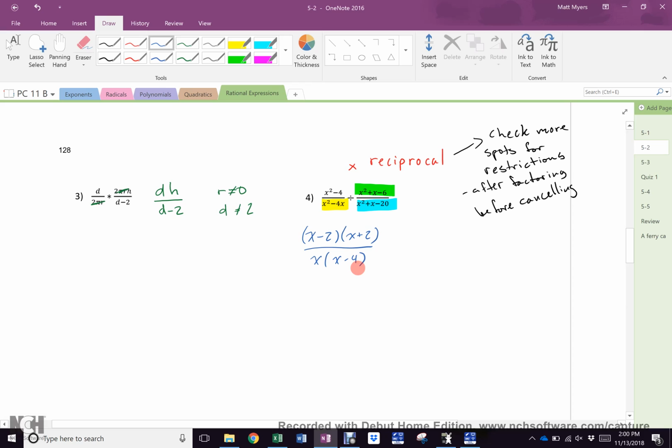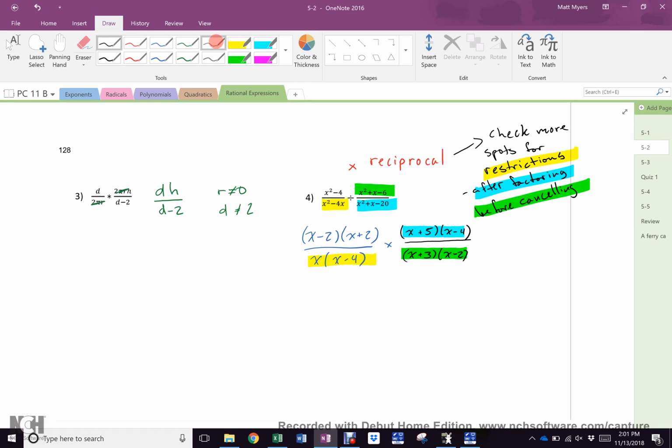Now I have a choice here. What do you think I do? I flip this right now, and I factor this blue guy up here, and I factor this green guy down here. But then I remember that I've got to check all 3 highlights for restrictions. Restrictions are the highlights. So, what is that blue guy going to become? He waited patiently for the grade 11s to do their grade 10 factoring that we reviewed this year. x plus 5, x minus 4. And what will this green guy be? x plus 3 and x minus 2.